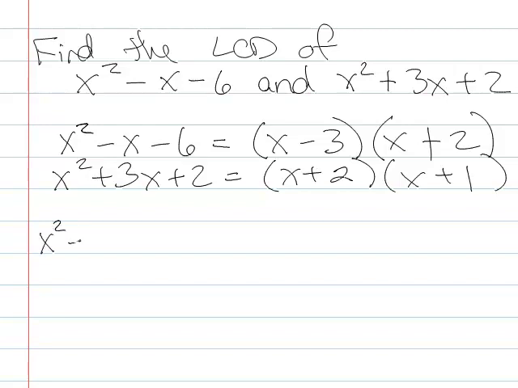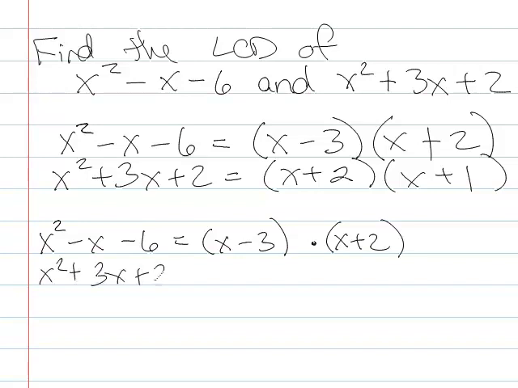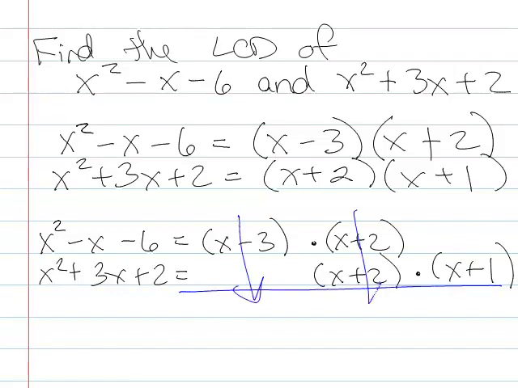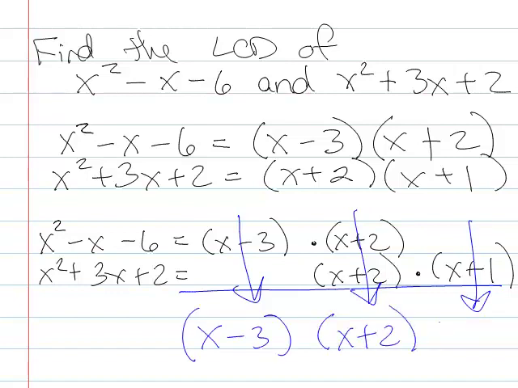So we're going to do the same thing again. We're going to line things up. This one's going to be x minus 3 times x plus 2. This one has an x plus 2, so that one will go under that one. And it's got an extra x plus 1 there. So to find my LCD, I go x minus 3 times x plus 2 times x plus 1.